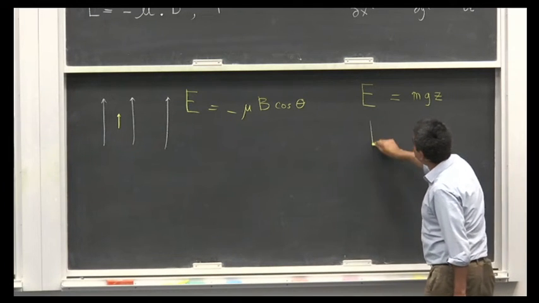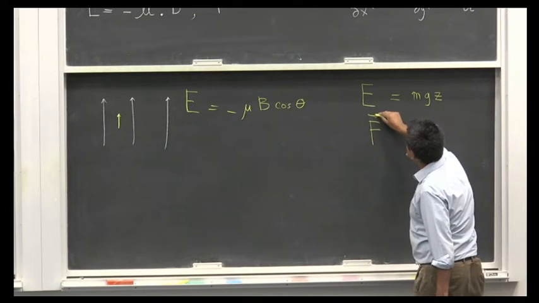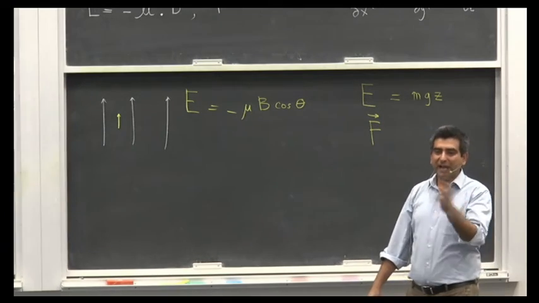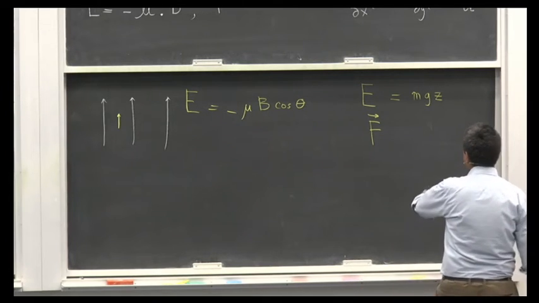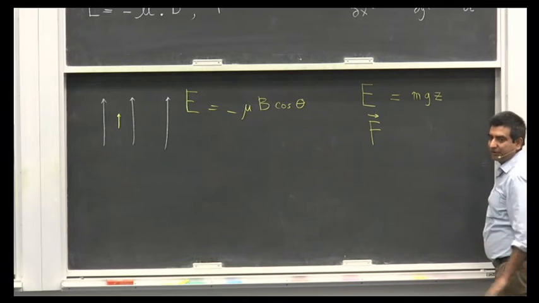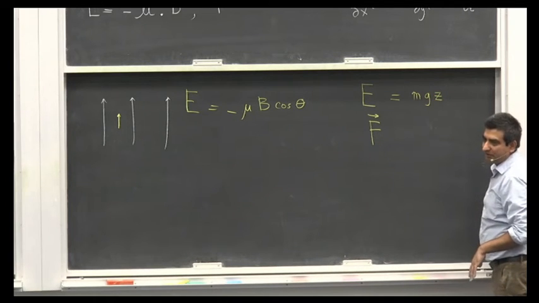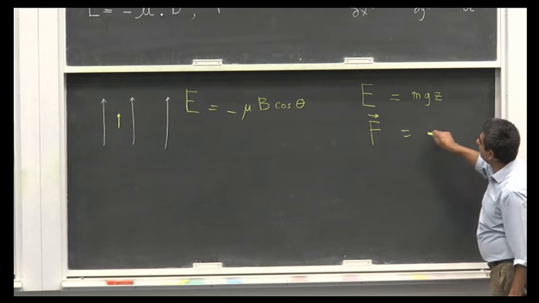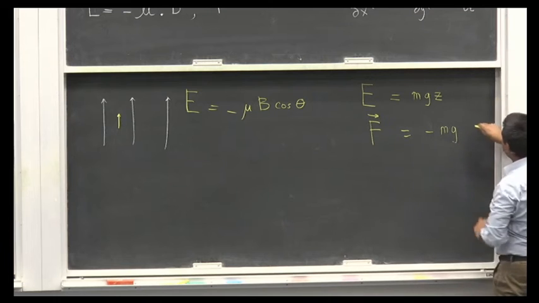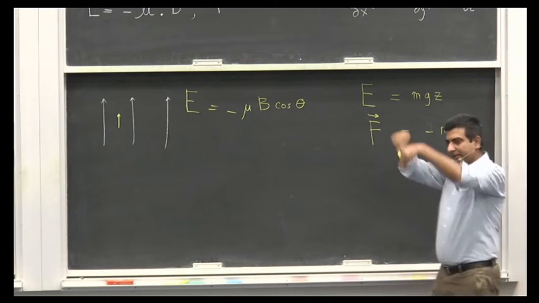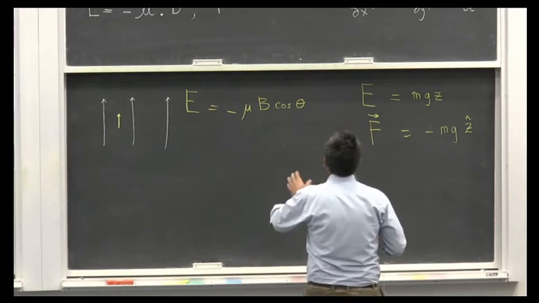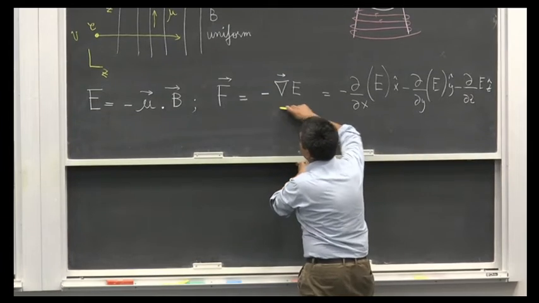Now I would like to find out the direction of the gravitational force. I take this energy and find its derivative with respect to x. What's the derivative with respect to x? 0. What's the derivative with respect to y? 0. What's the derivative with respect to z? mg. I put a minus sign with it and take the z direction. So the force is pointing in the negative z direction. That's what it is. So now I have tried to make quick sense of this formula here.